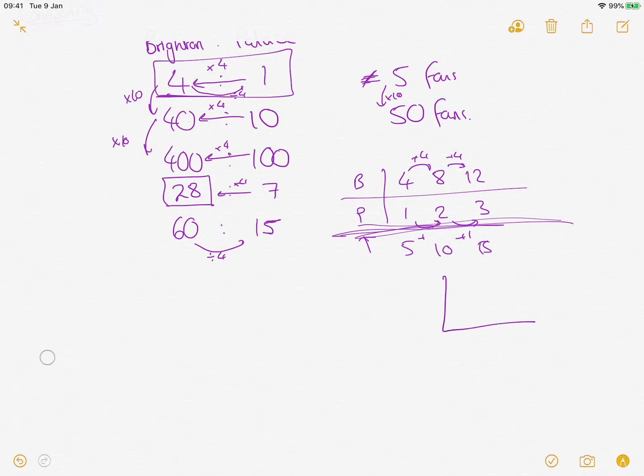You could see it as a graph. So if we had Brighton, let's have Palace here actually, and Brighton here. Then 1, 2, 3, 4. Well, there's 4, 8, 12, and it will go up. If there's 0, then there's 0, and so on. It'll be a straight line like that.